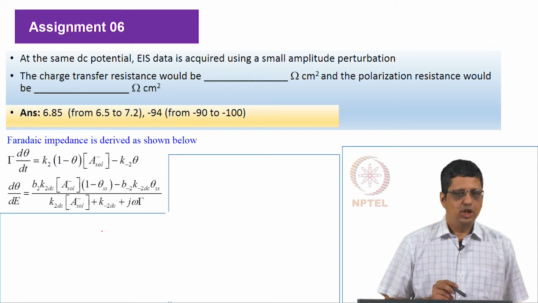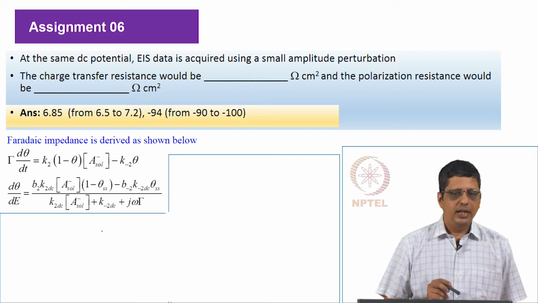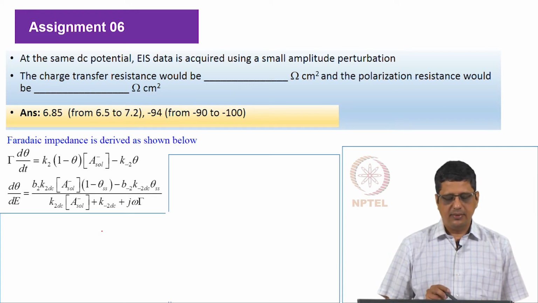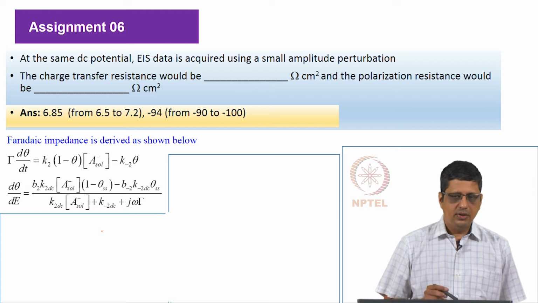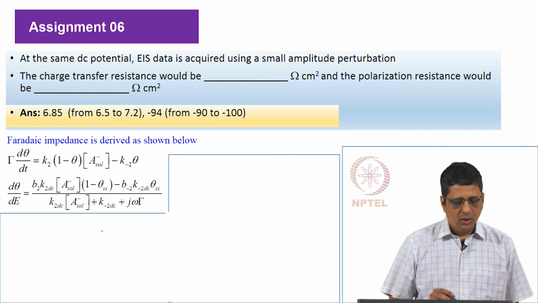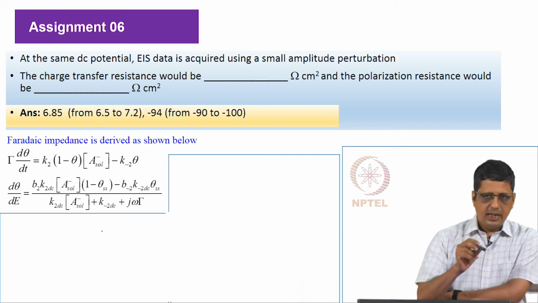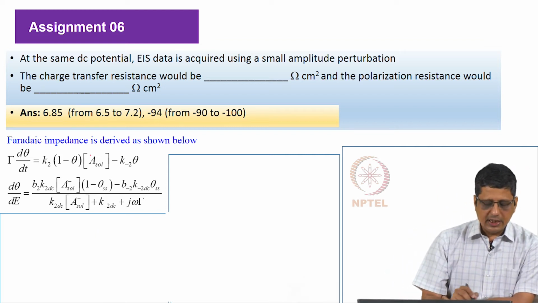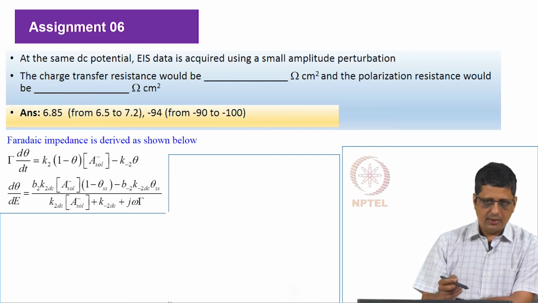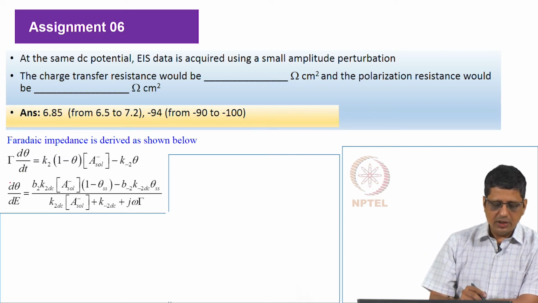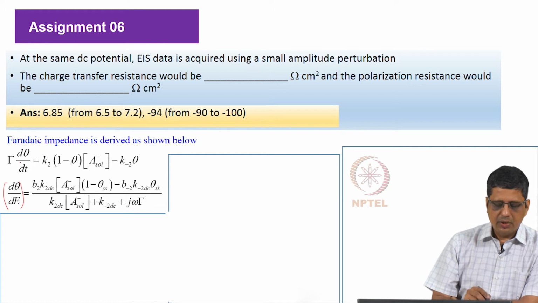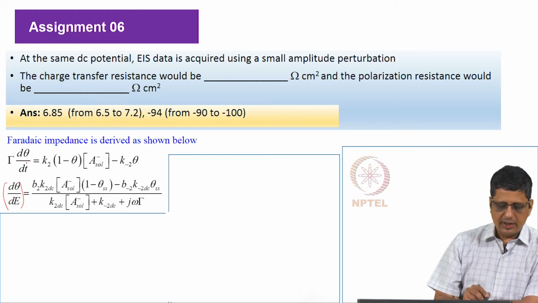And at that DC potential, if we acquire AC impedance, what would be the charge transfer resistance and what would be the polarization resistance? In order to get these values, we have to get the expression for impedance. In order to get the impedance value, you have to first write the mass balance equation, expand that in Taylor series and then rearrange to get d theta by dE. We have already seen the mass balance equation, right.